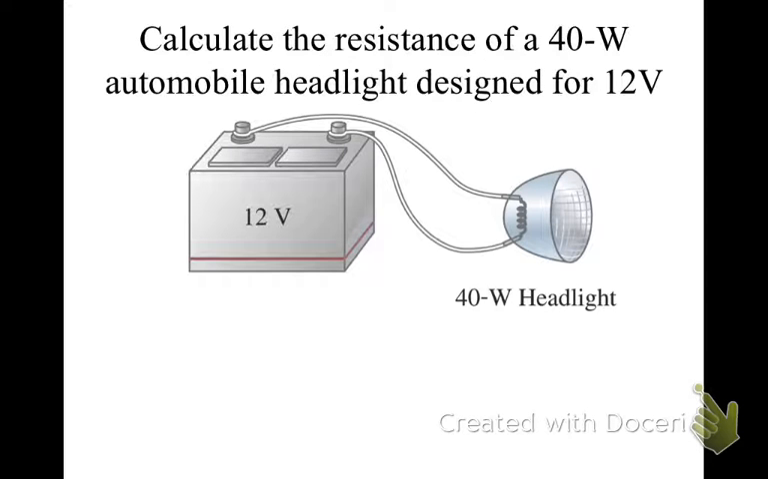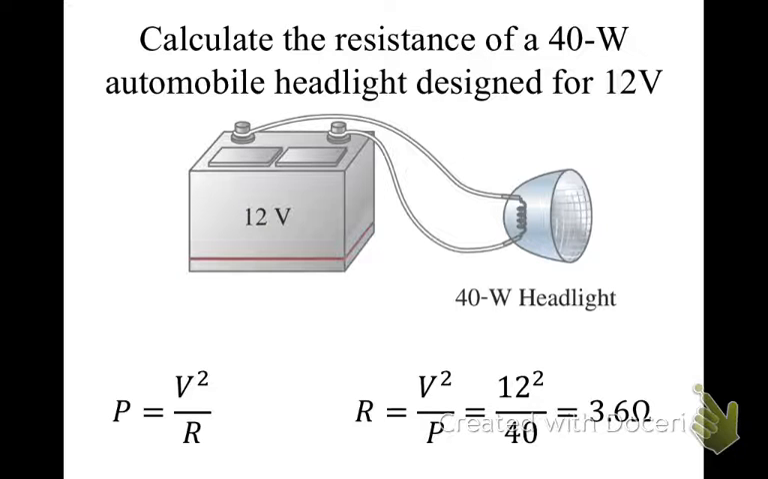So, for example, if I'm looking at this and I have a battery that's powering some light, and I know it's a 40-watt light and it's rated for a 12-volt battery, I say, well, here I have power and voltage, and I'm looking for resistance. So I'm going to choose the power equation that gives me those three together. I'm going to say power equals V squared over R, and if I'm calculating the resistance, I can say V squared over P is resistance. 12 squared over 40 is 3.6 ohms.